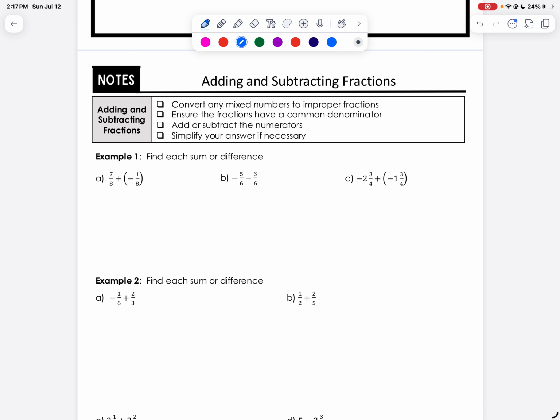So in example 1, it says find each sum or difference. So in problem A, we have 7/8 plus -1/8. Now, because the signs are different, we're going to subtract, and we already have a common denominator. So if I subtract these numerators, I would get 6/8. Now, that can be simplified because I'm noticing that they'll both divide by 2, and that's going to give me 3/4.